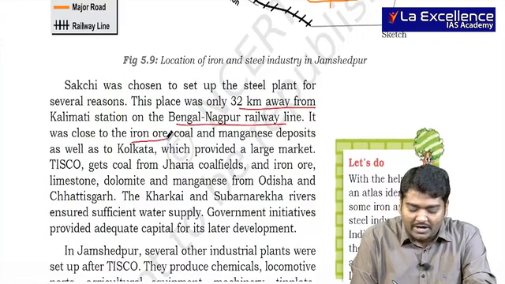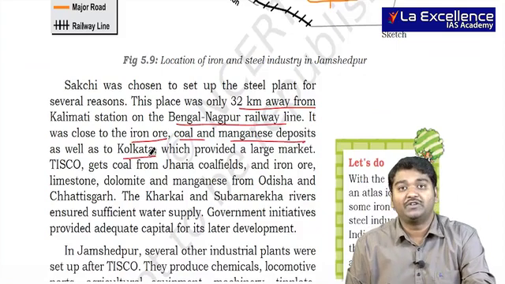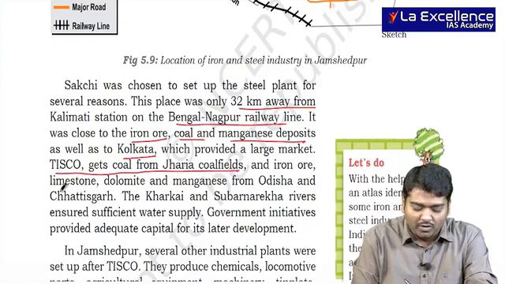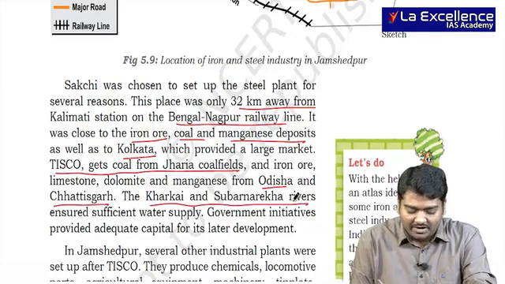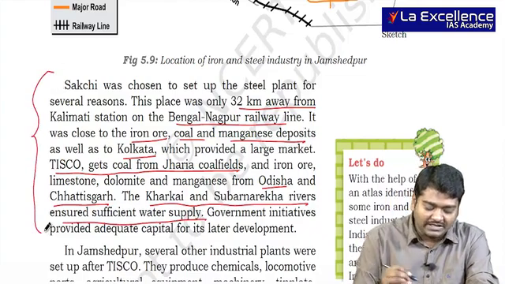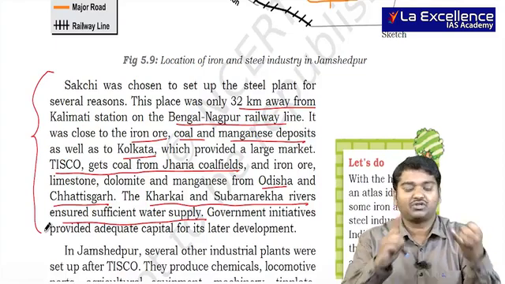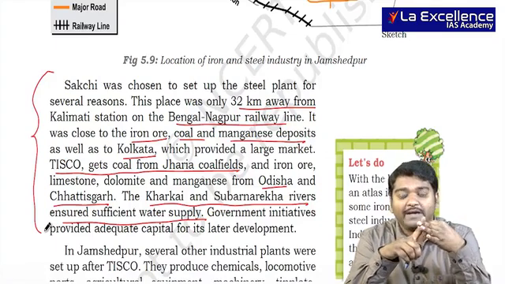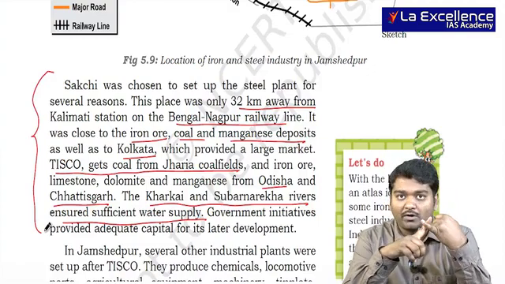It was close to iron ore, coal and manganese, and Kolkata port was also available, which was a huge market for steel. Tisco gets coal from the Jharia fields, and iron ore and limestone from Odisha and Chhattisgarh. The Karkai and Subarnarekha rivers ensured sufficient water supply, and government policies also helped to set this up in this particular region. So, what is the ideal condition? A river should be there, power supply should be there, and you also need limestone, iron ore and coal. Market is also very, very important, right?